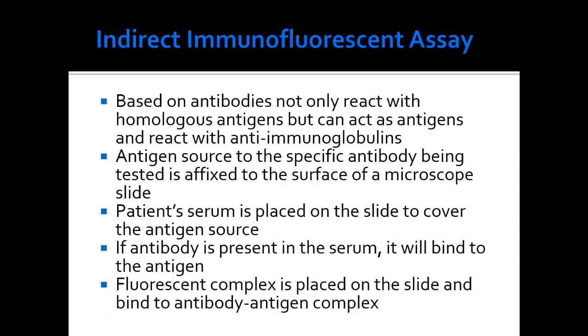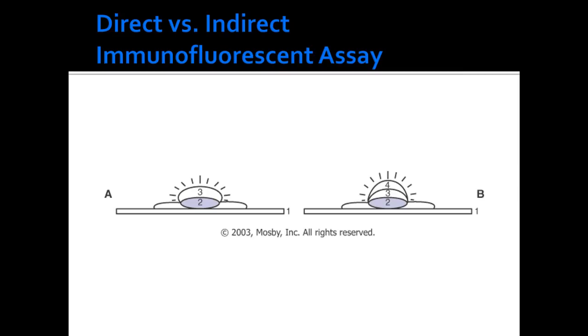The patient's serum is placed on the slide to cover the antigen source. If the antibody is present, it will bind to the antigen. After that, another step occurs where the fluorescent complex is placed on the slide and it would bind to the antibody-antigen complex. On the left-hand side, we have direct, and then on the right-hand side, we have the indirect immunofluorescent, where we had several layers of things that we're adding.